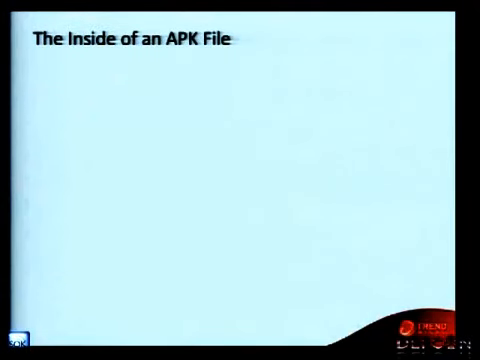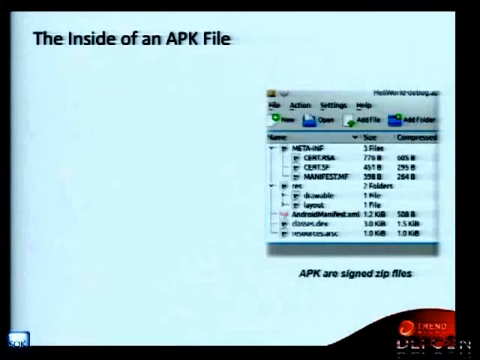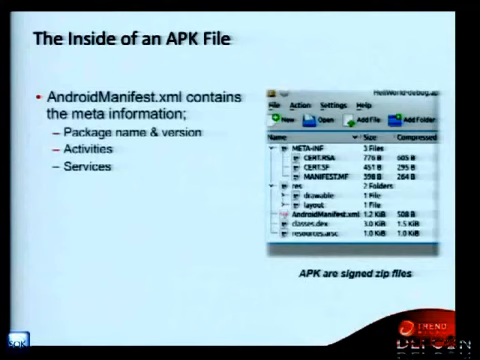This year in March, one day, I was playing a game on my Android phone, and an advertisement popped up on my screen. I hated it, so I wanted to remove it, and then I looked inside the APK files. I found APKs are signed zip files. They contain the AndroidManifest.xml. We can find the package name, version, and definitions for the services, activities, receivers, and so on.